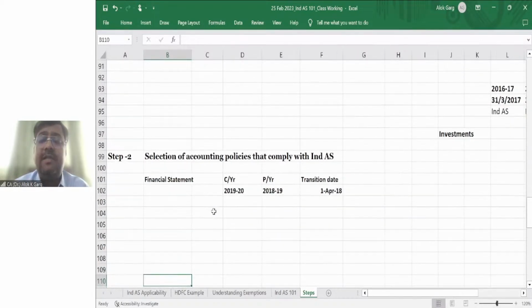Now, friends, I want to ask all of you the first question: the first Ind AS financial statement will comprise how many periods? 3 periods. Current year 1920, previous year 1819, and transition date, which is 1st April 18, but largely it is 31st March 18. And these 3 periods are part of one financial statement.